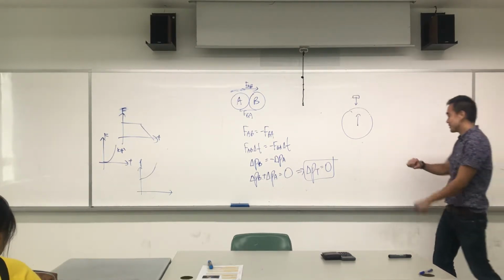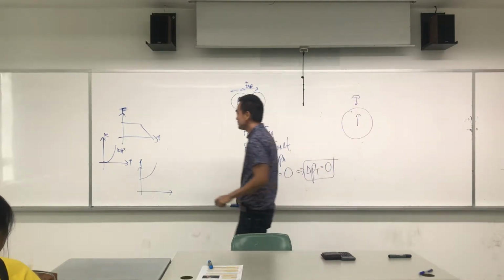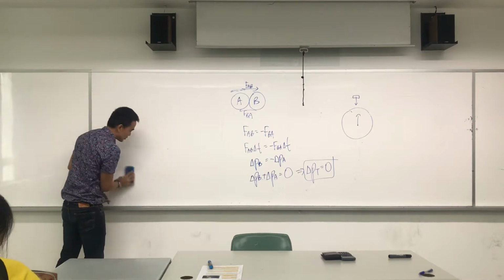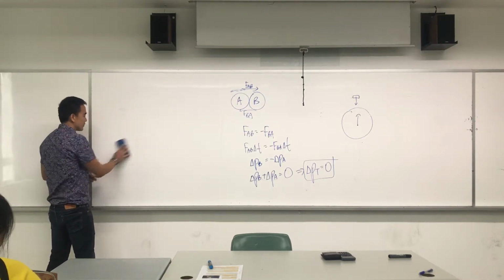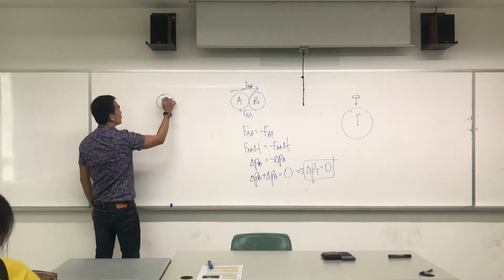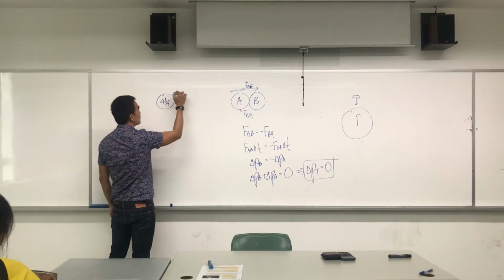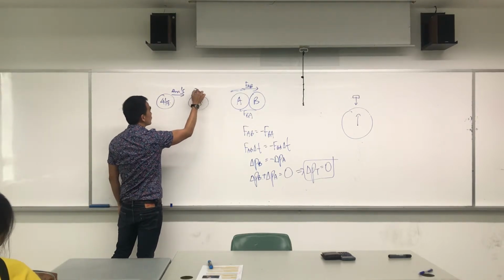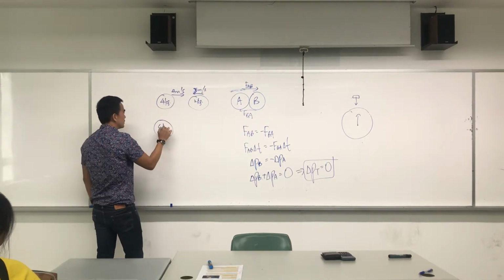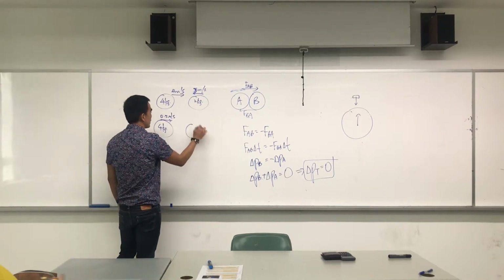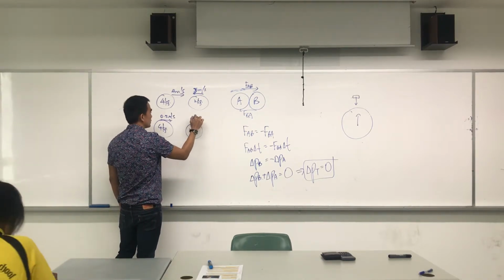Okay, so conservation of momentum. Now let's apply this to a very simple situation, just to give you a taste of how it applies. You have a 4 kg object over here moving at 4 meters per second, and a 2 kg object moving at 2 meters per second. After collision, this moves at 0.5 meters per second, and find the velocity of the other.